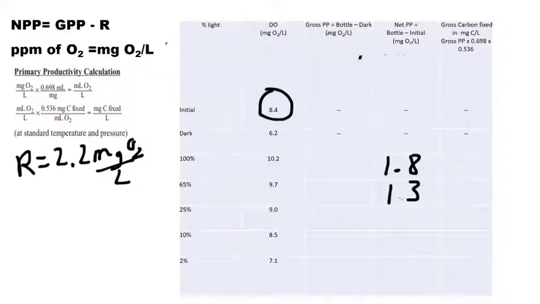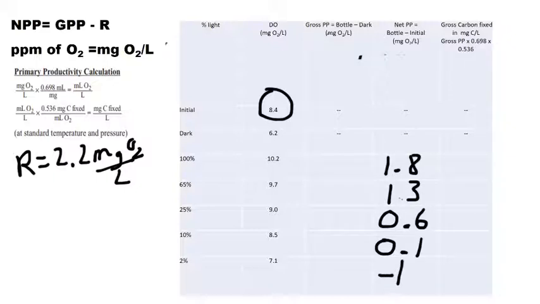So for the 25%, it will be 9 in the 25% minus 8.4 in the initial. So that gives us 0.6. For the 10%, 8.5 minus initial of 8.4, so that gives us 0.1. And for the 2%, we get 7.1 minus initial 8.4, so that ends up giving us a negative number, negative 1.3.